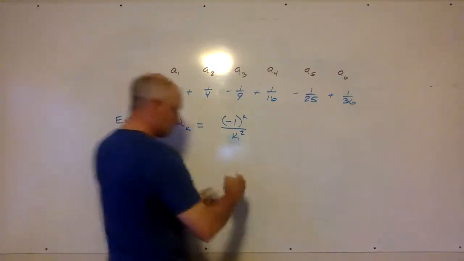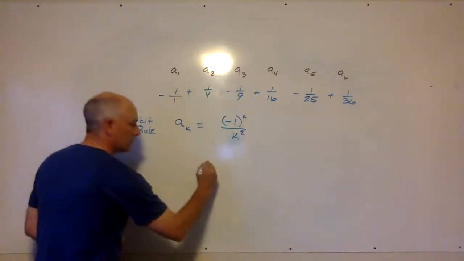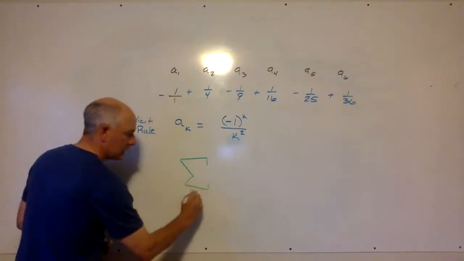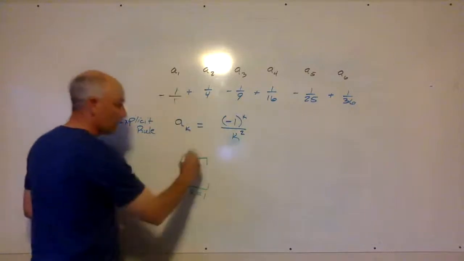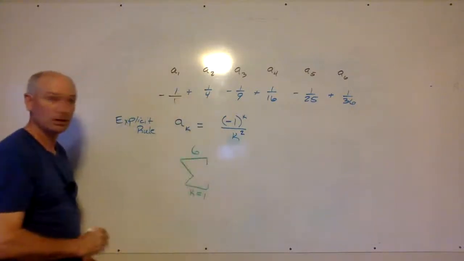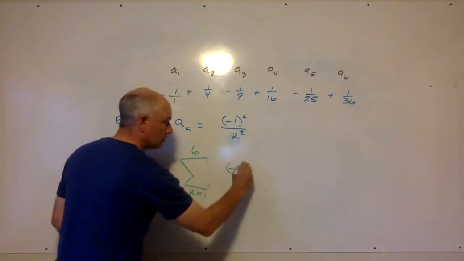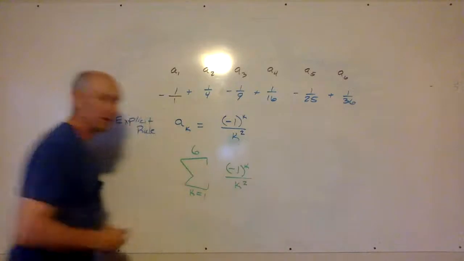So let's get the summation. So in the summation, right away, we can say that k is going to start at 1, my first term. It's going to go up to the 6th term. And then finally, the explicit rule. And there we have it.